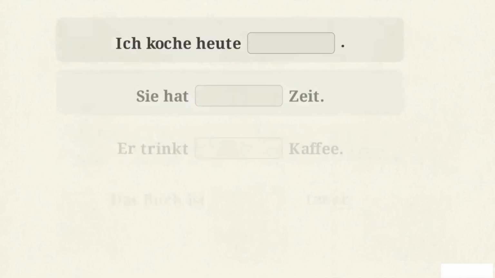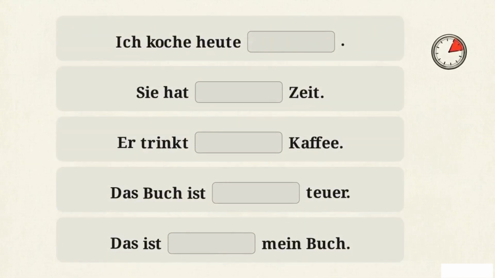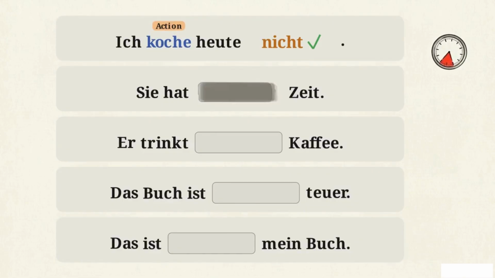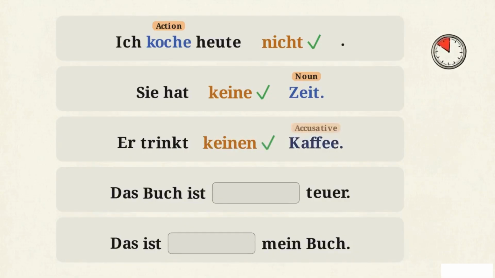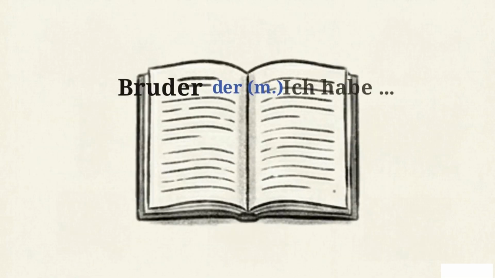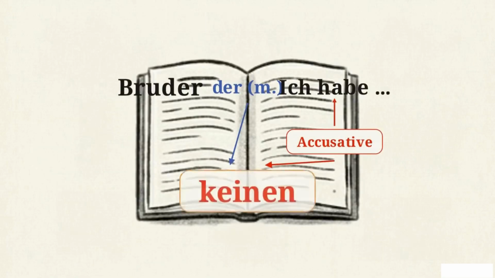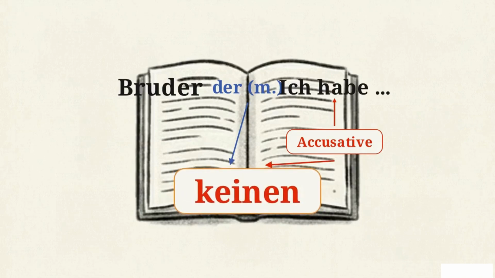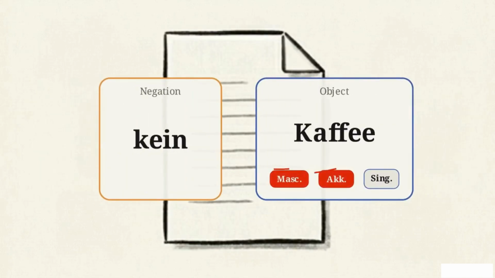Decide if nicht, keine, or keinen fits best. 1 is nicht, negating the action. 2 is keine, for the noun sight. 3 needs the masculine accusative keinen. 4 is nicht, for the adjective teuer. 5 is nicht, due to the possessive mein. Using kein correctly requires identifying the gender of the noun and its specific role in the sentence. It ensures the grammar of the negation matches the grammar of the object being negated.